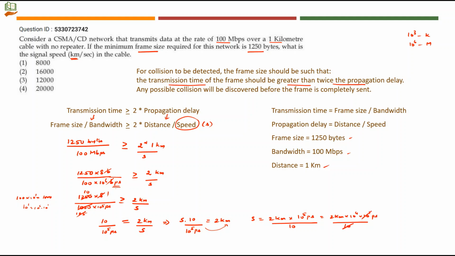This 10 and this 10 will get cancelled. So overall you will have 2 and 4 number of zeros. This kilometer per second will be retained as it is. So the value of S will be 20,000 kilometer per second. This will be the signal speed in the cable. Option number 4, 20,000 will be the right answer. So the kilometer per second unit is already given in the question. We have to just equate the value alone.